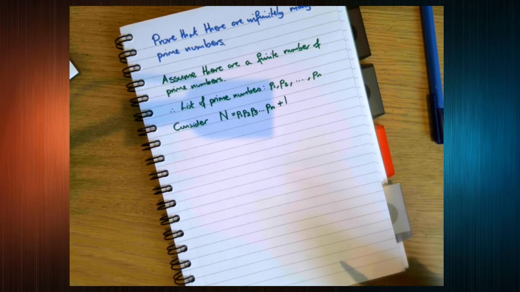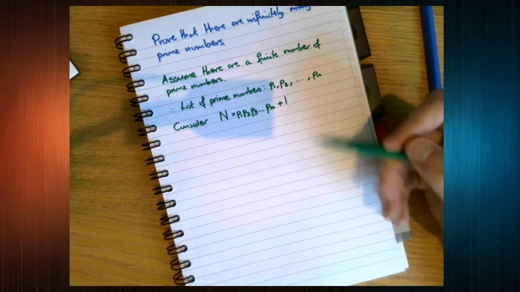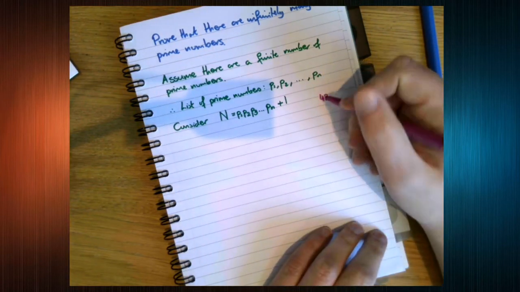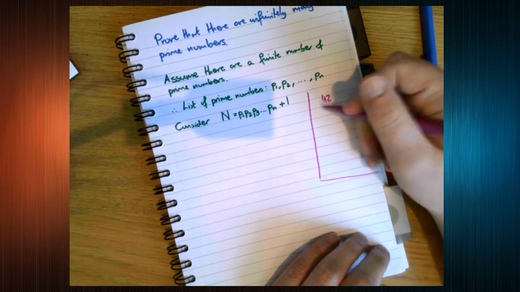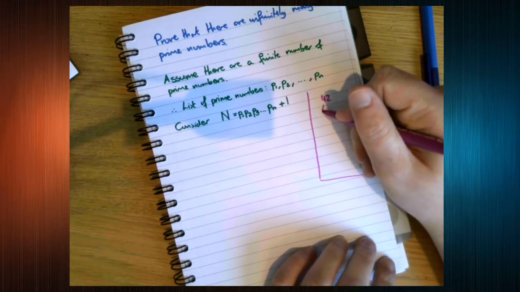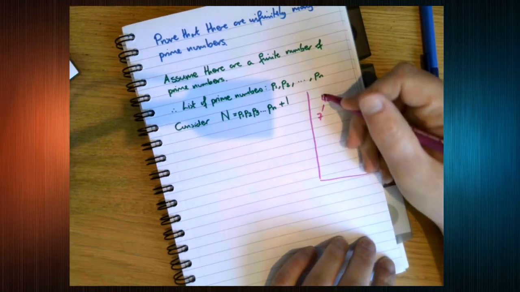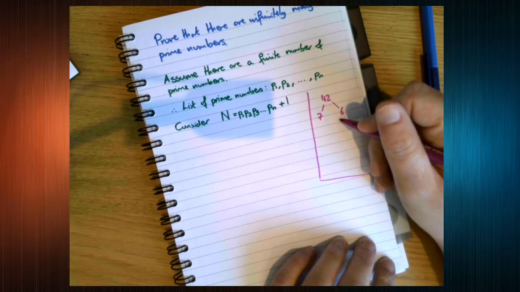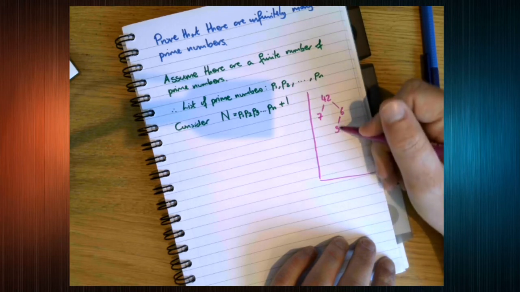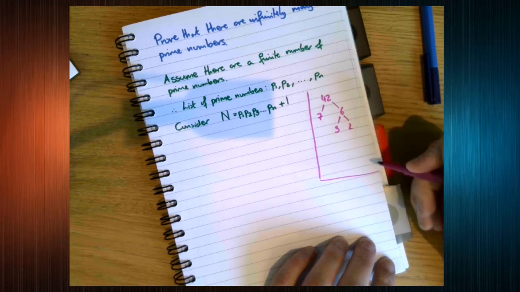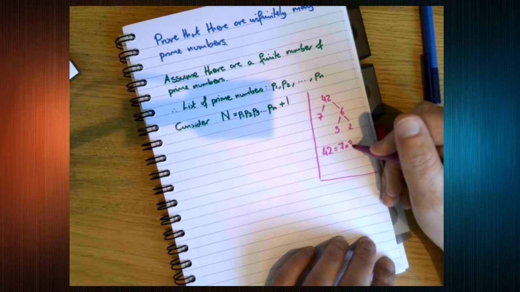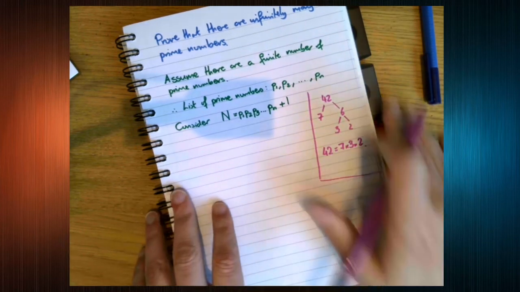So if you take 42, for instance, to find the product of prime numbers, you do your number tree. So let's look at this as a product of prime numbers. Well, we know 7 is a prime number that goes into 42. 42 divided by 7 is 6. We know that 3 is a prime number that goes into 6. 6 divided by 3 is 2. So this is prime factorization.